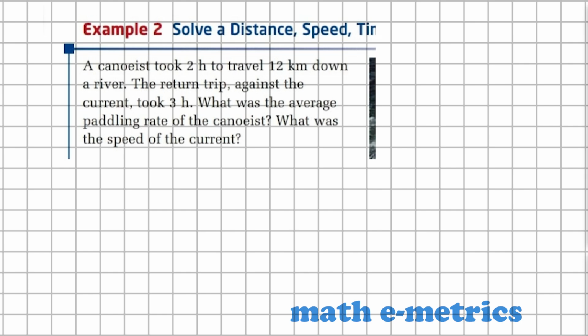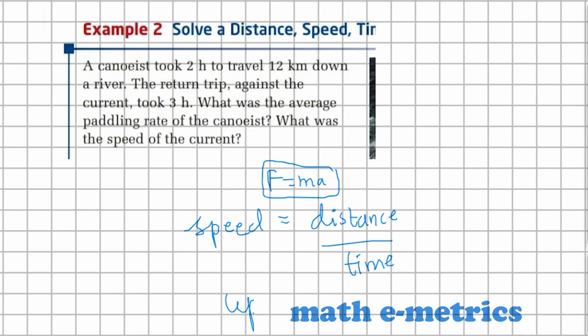Okay, by the way, do you know this formula? Speed is equal to mass times acceleration. Oh no, mass times acceleration is force. Speed is equal to distance over time. Distance over time, right? Yeah. Do you know the concept of upstream and downstream? No. River problems. No, I don't think we ever did that.